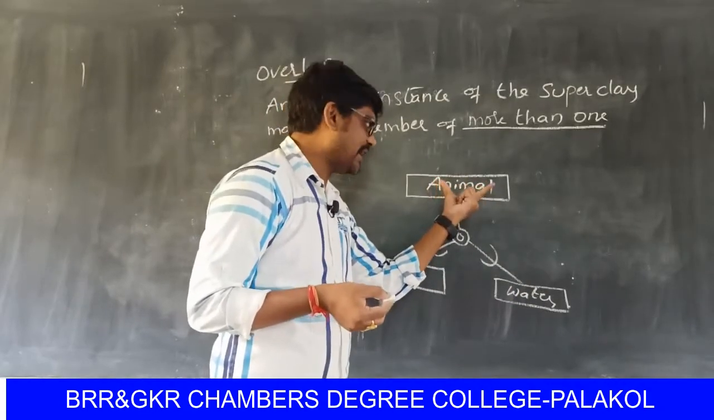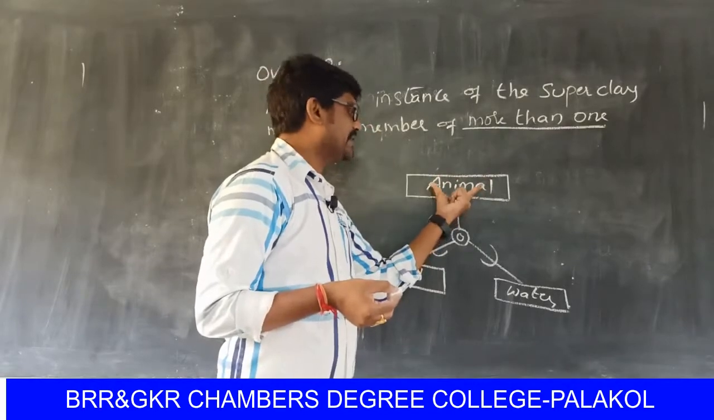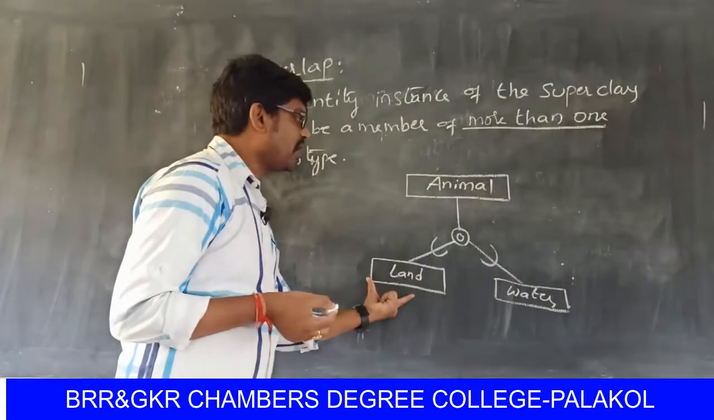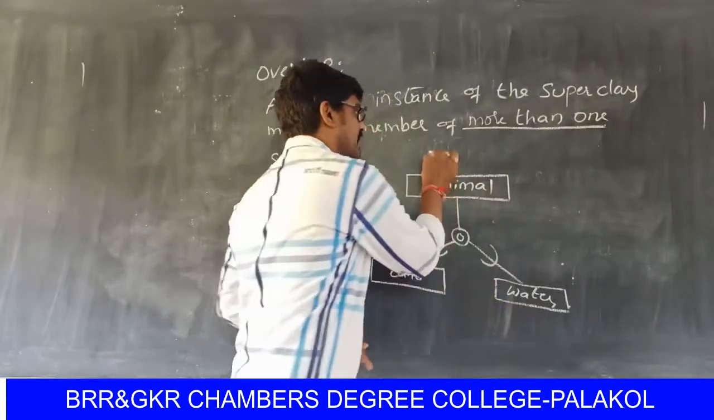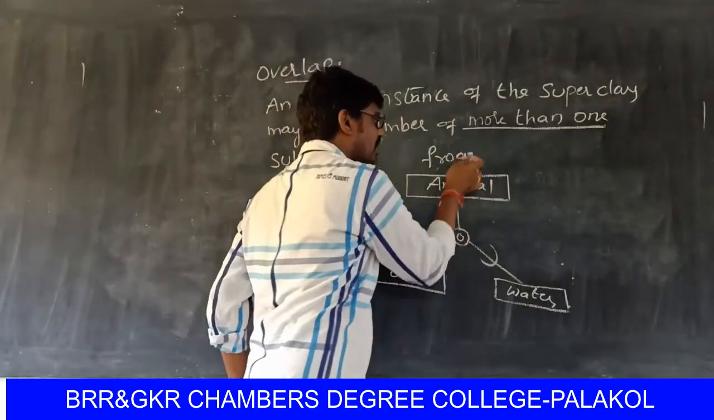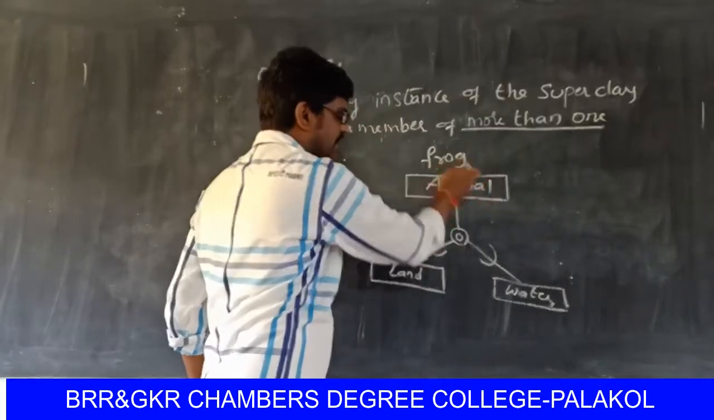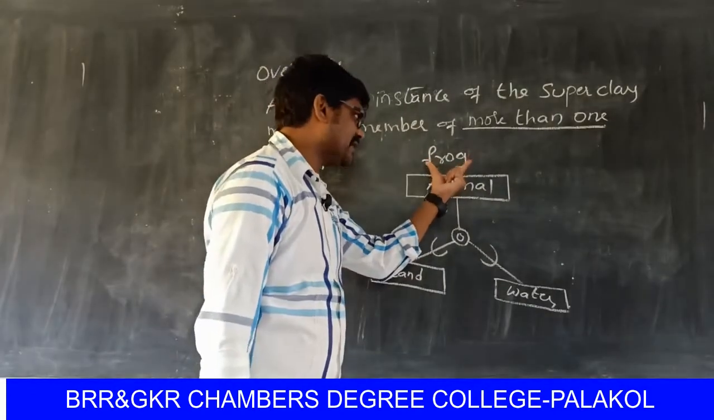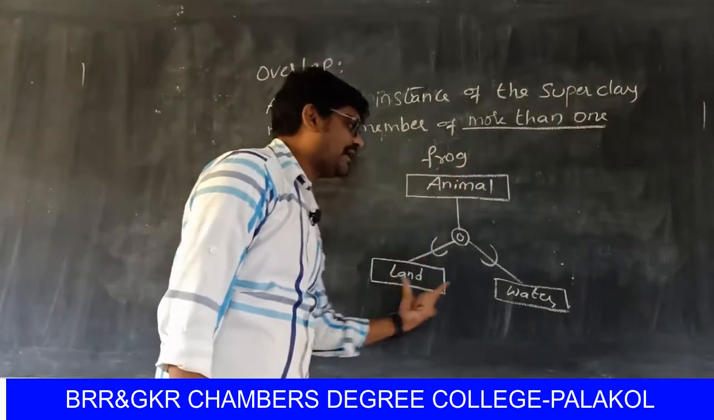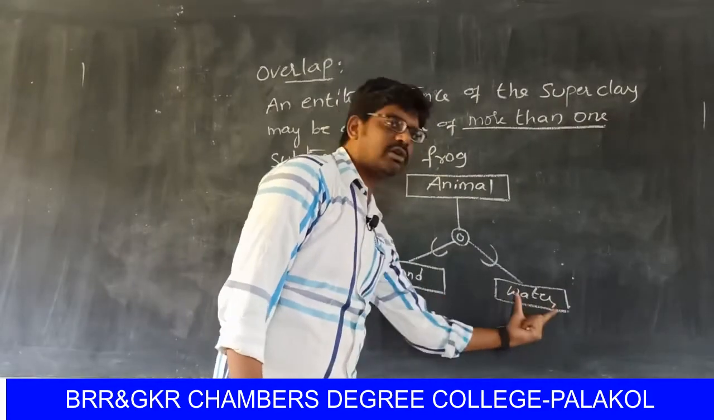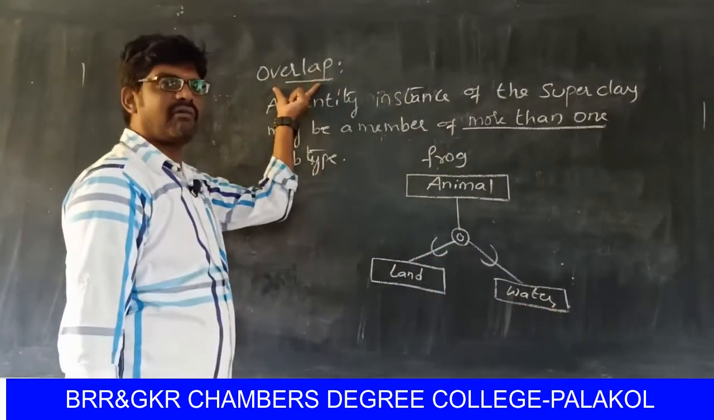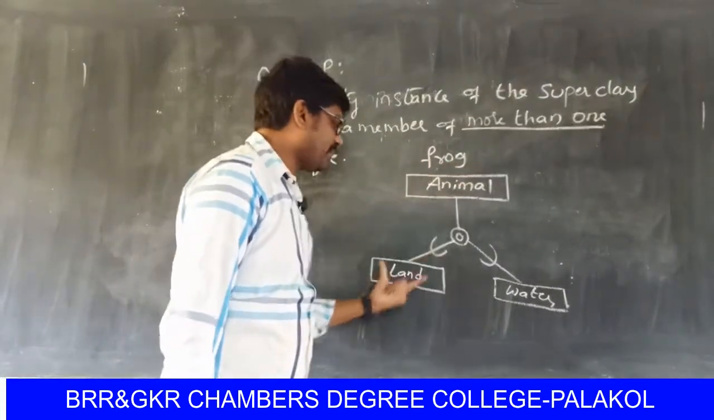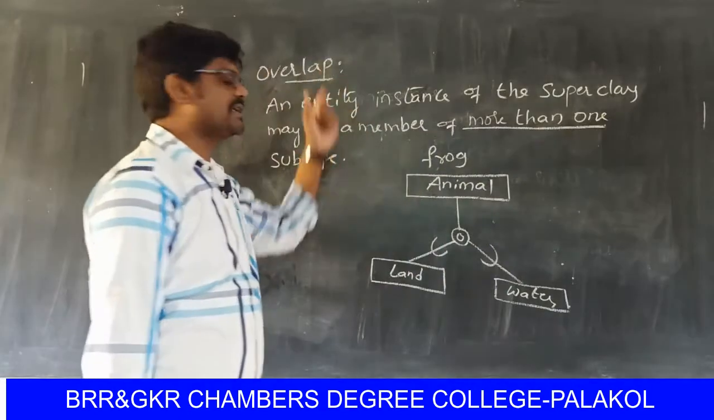An entity member instance of the superclass may be a member of more than one subclass. For example, I am taking frog. So frog lives in the land and lives in water also. That means it is an instance that lives in both land and water, so it belongs to both subclasses. We call it an overlap constraint. Okay, so what does overlap mean? It is a member of both of the subclasses. We call it overlap.